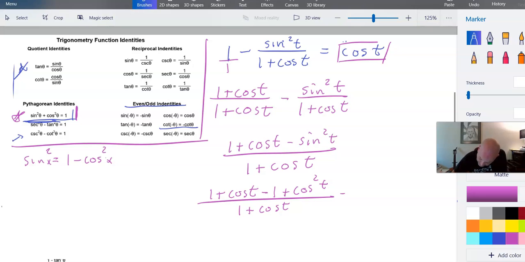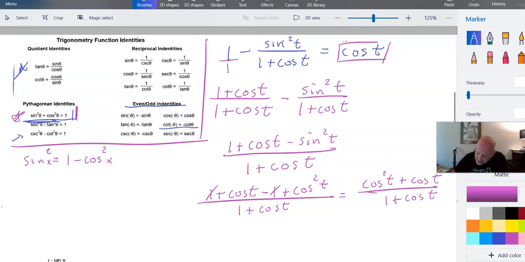Well, let's see what we got here. I have a little room here, so I think I can simplify things down. 1 minus 1 goes away. So that gives me cosine t. Actually, I'm going to reorder these. I'm going to put the cosine squared first, plus cosine t, and you'll see why I did that in a second, and then 1 plus cosine t.